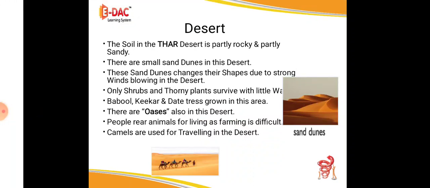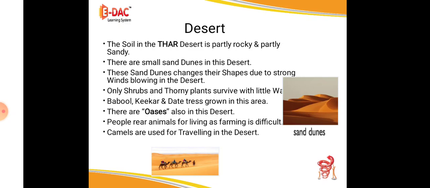The soil in the Thar Desert is partly rocky and sandy. There are small sand dunes in these deserts. These sand dunes change their shapes due to strong winds blowing in the desert.